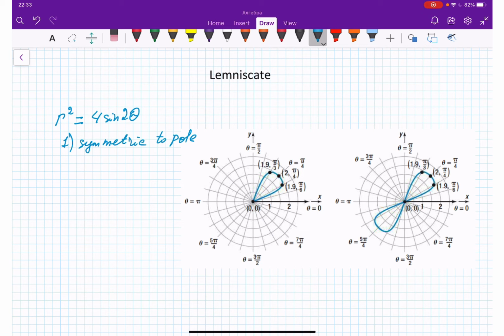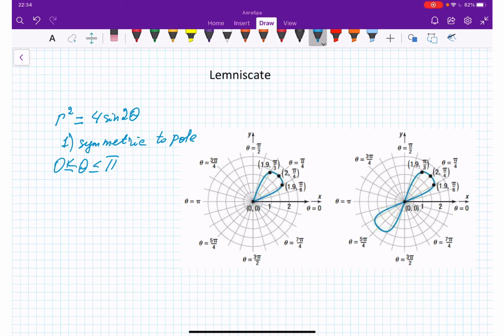Because of symmetry with respect to the pole, only those values of theta between 0 and pi are needed. Theta is going to be between 0 and less than or equal to pi, just like the previous ones, right?